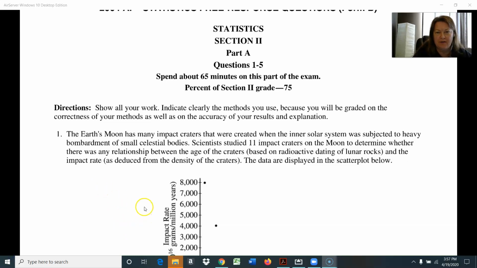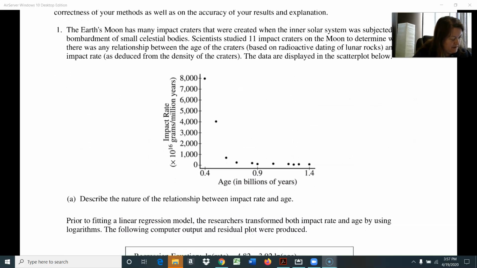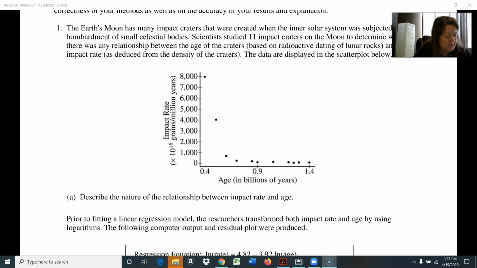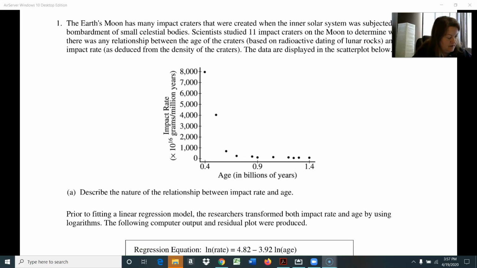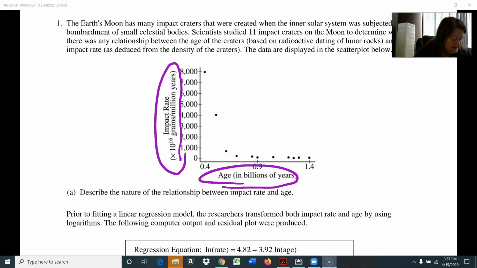So we are looking at the moon's Earth orbit. The Earth's moon has many impact craters that were created in a solar system. We can see here that they did a scatter plot that has something to do with age in billions of years, and then the y-axis is some kind of impact rate, looks like 10 to the 16th grams per millions of years. So it looks to me like they're saying that the older the crater is, the lower the impact rate.